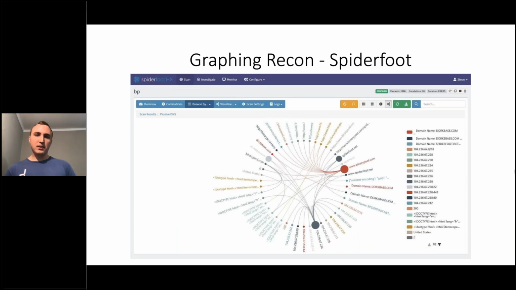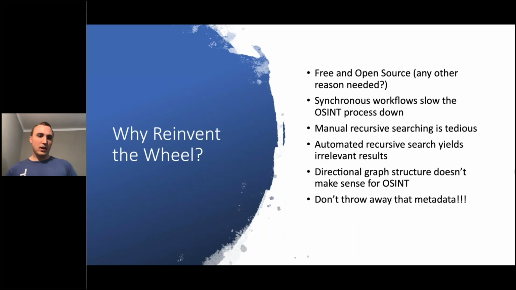There is SpiderFoot. It's an existing recon tool that is also in the automate-everything camp. You give it a target, it tries to go down every rabbit hole, every avenue, find every data point that it can about your original target. And it has some graphing capabilities, but in my experience, you have to spend a lot of time weeding out the irrelevant data. So why reinvent the wheel if we have existing graphing tools for OSINT?